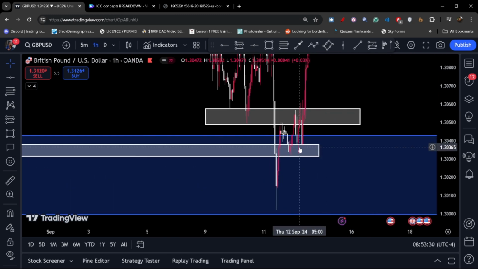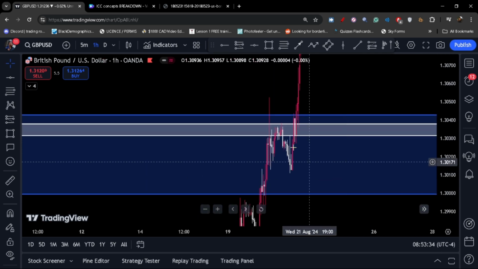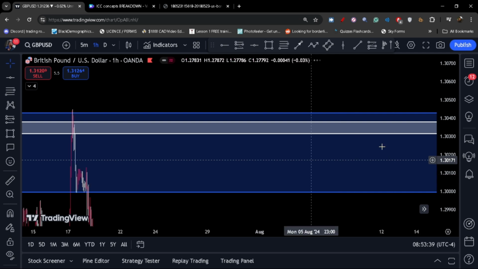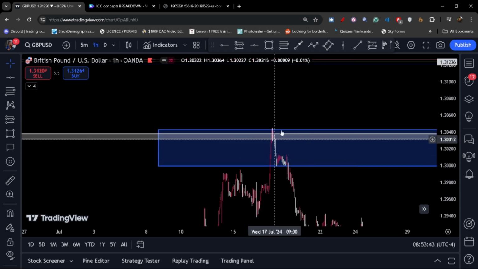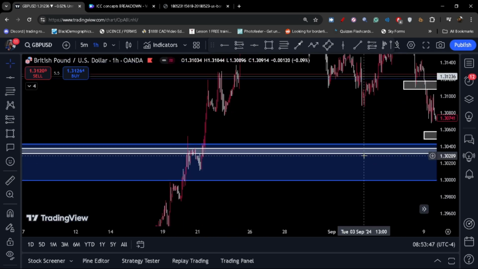So above this, price is buying. Below this, price is selling. Let's actually test this out. Boom. Below this, price sold. You can literally clearly see this. Below this, price sold, right? So I'm literally not even making this up.